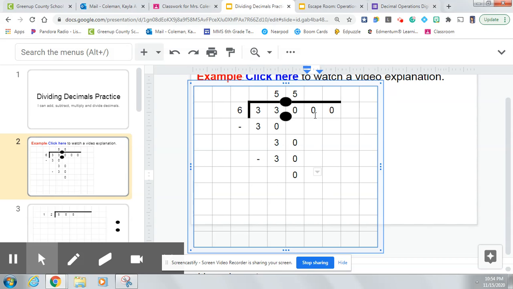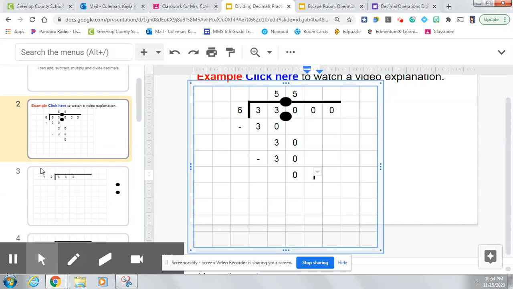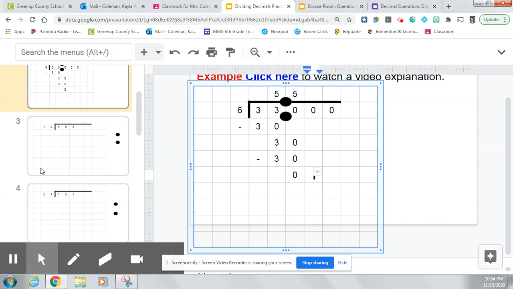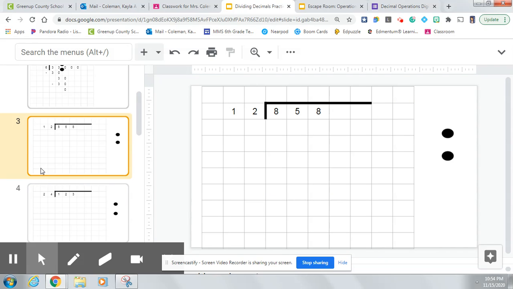I don't really need to bring any other zeros down because when we have a remainder of 0, then that is our exact answer. 6 went into 33 exactly 5 and 5/10 times. Okay, so you guys are going to practice that as well with slide 3.